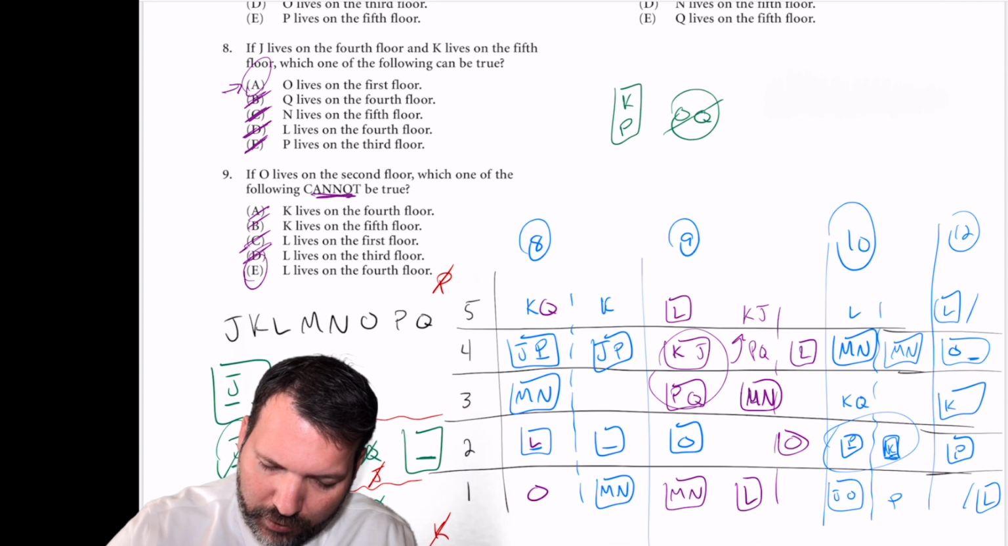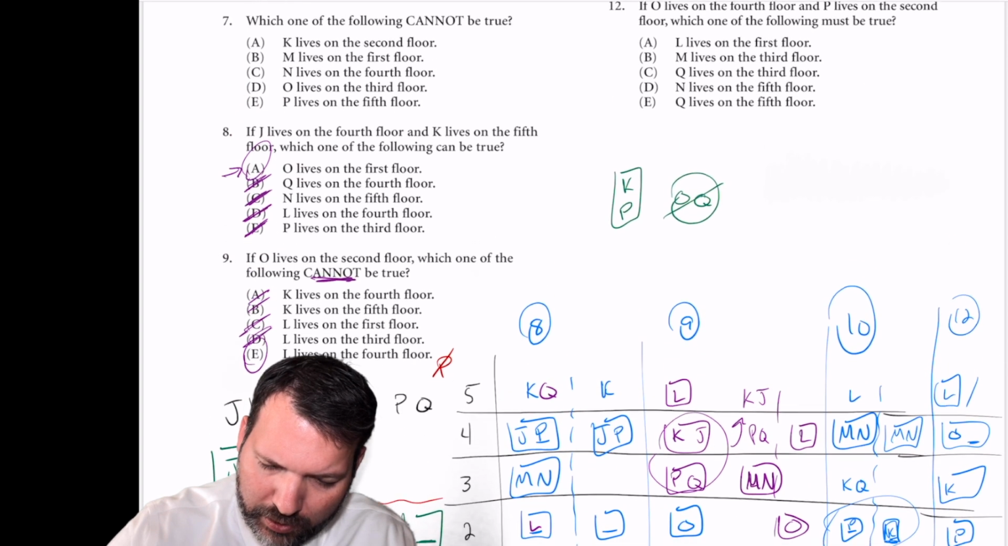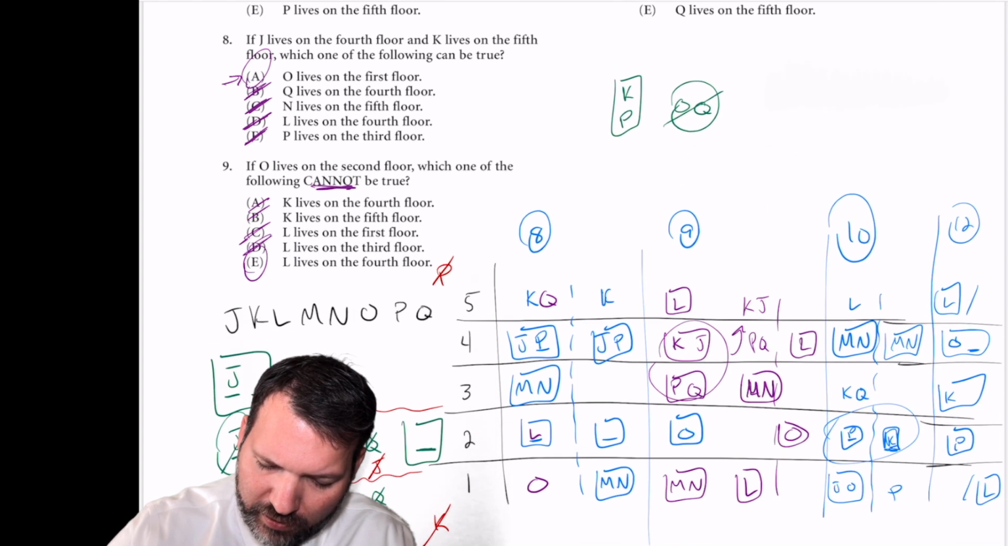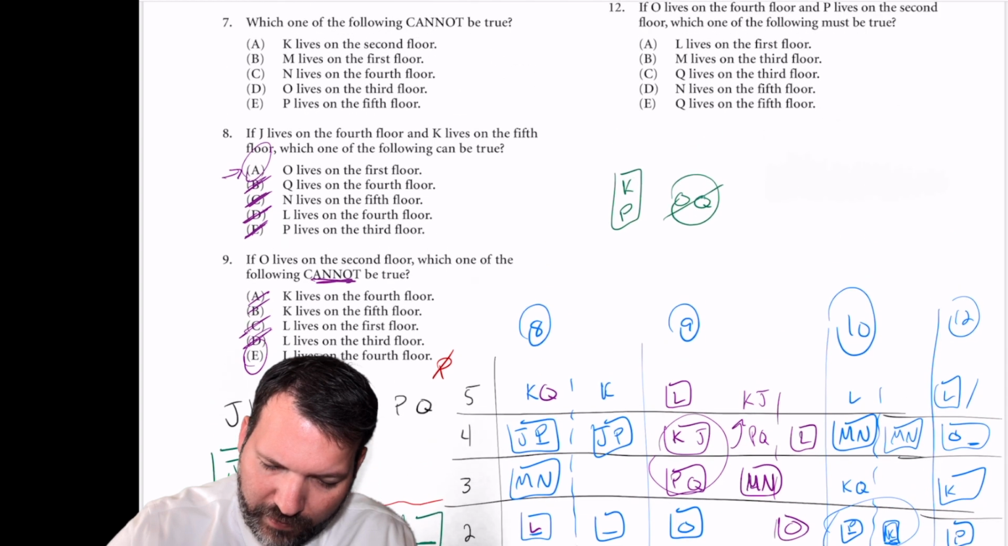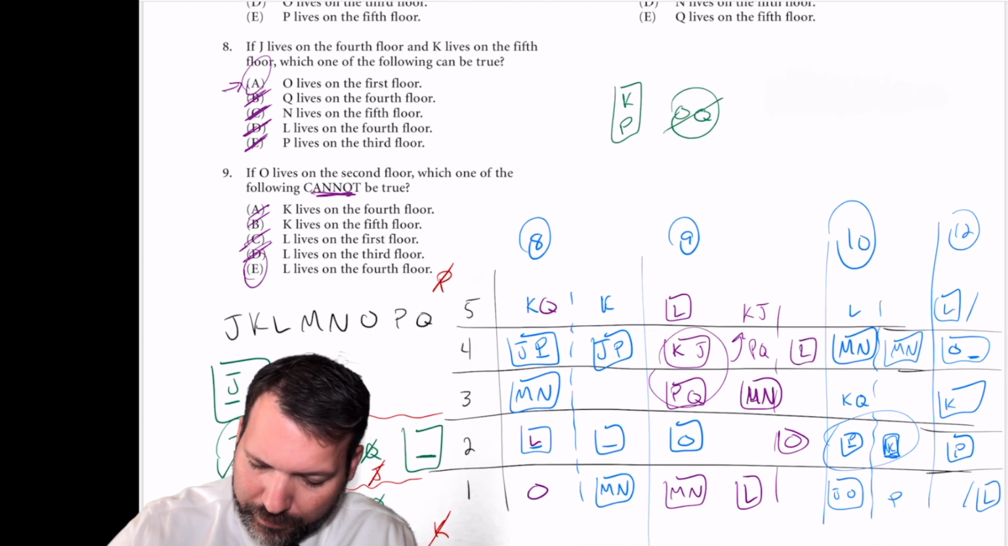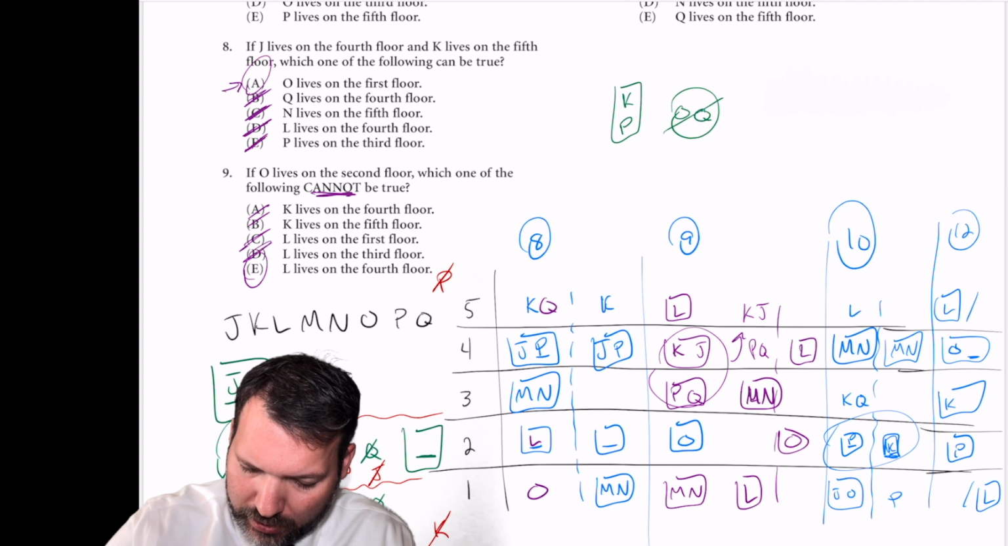L lives on the 1st floor. Doesn't seem like it must be true. M lives on the 3rd floor. Q lives on the 3rd floor. N lives on the 5th floor. Q lives on the 5th floor. Okay, so we need to figure more out. What else can we figure out?